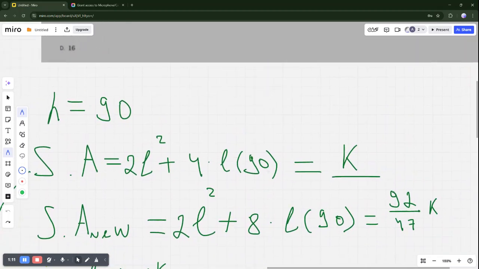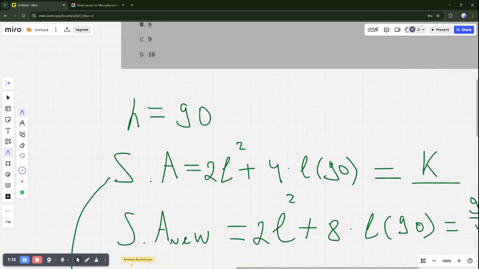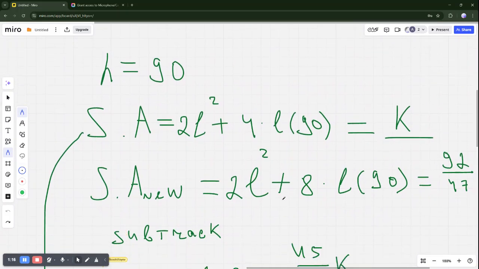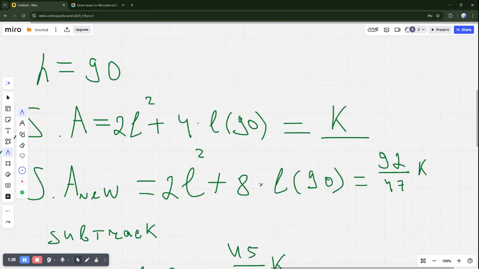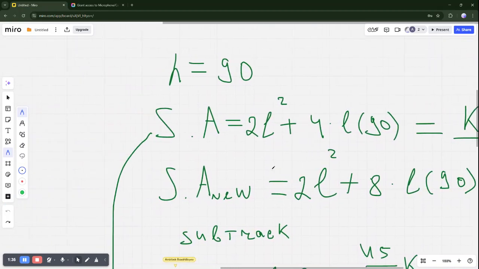Then we are given the second equation. So we know that the new surface area is going to be 2L to the power of 2, the exact same areas. Now we are adding not 4 sides, but 8 sides, right? Since this way we got 4 sides from each prism, glued together along the base. Now it will be equal to 92 over 47 k.